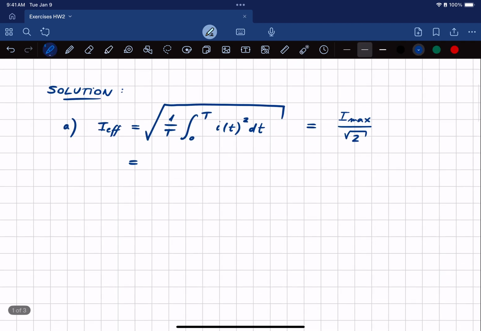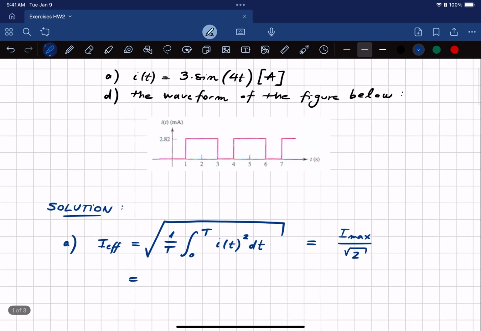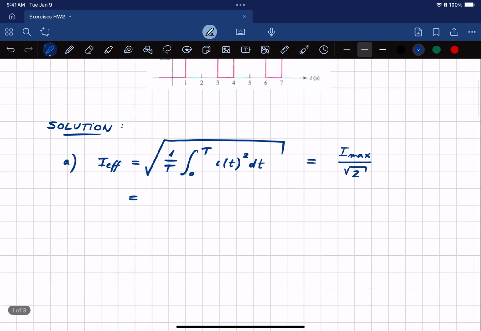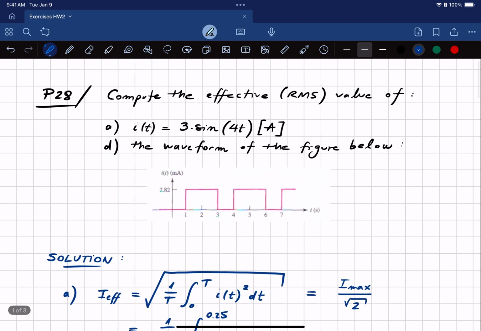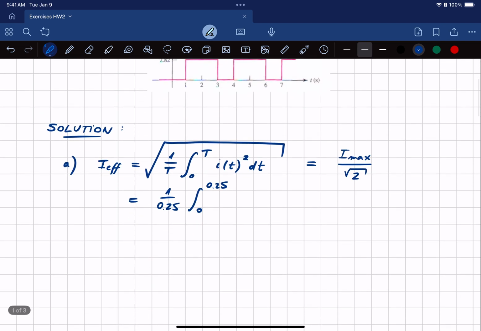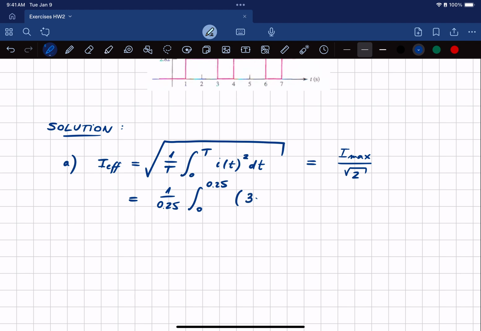So 1 over T. The period in this case would be 1 over the frequency, right? So 1 over 4, that would be 1 over, 0 to 0.5, which is 0.25 seconds. That's the period of that signal. Signal squared, so that means 3 times sine of 3t, squared, dt, and all of that in square root.